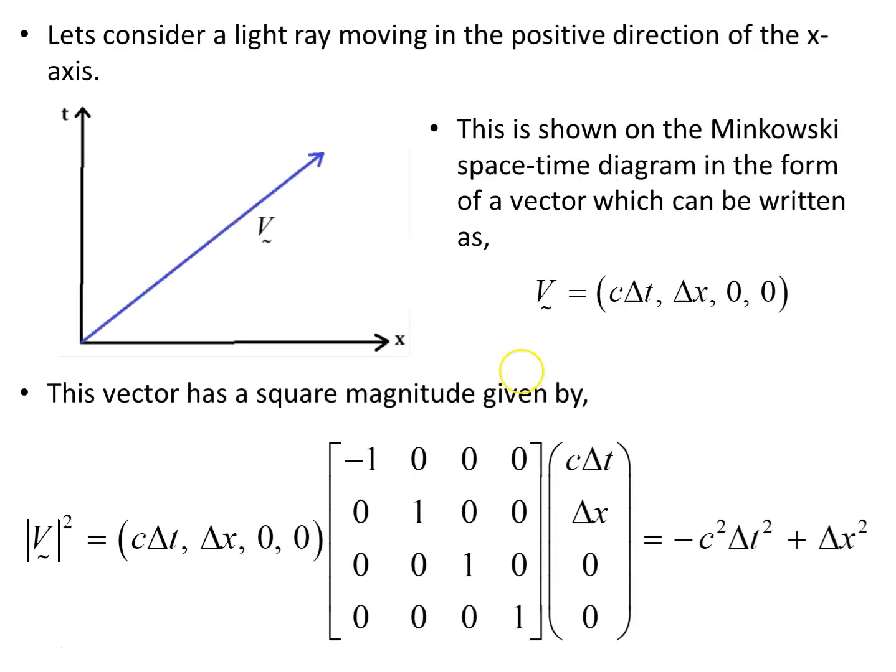Right, so let's consider a light ray moving in the positive direction of the x-axis. And this is shown on the Minkowski space diagram over here. Vertical axis time, horizontal axis x, and we have a light ray moving in the positive x direction, and we could represent that on this diagram as this vector here. And the components of this would be this object here in the time and x directions, and the magnitude squared would be given by this object here, which gives us the line interval, the spacetime interval here for this light ray traveling along the x-axis.